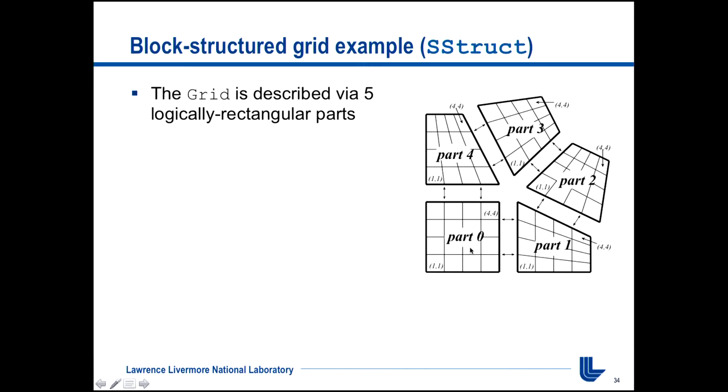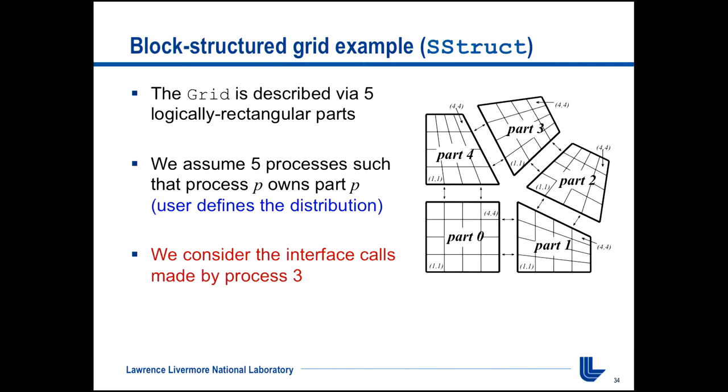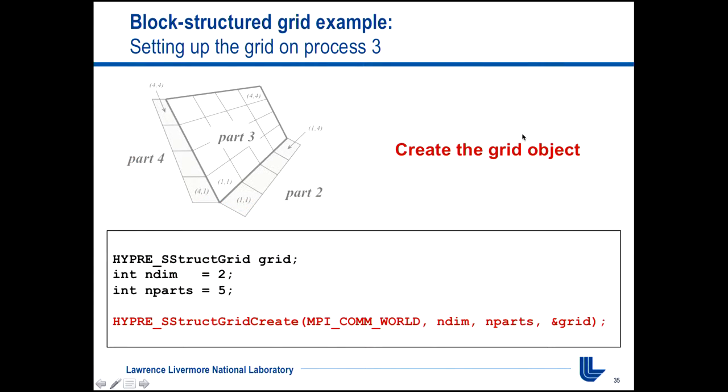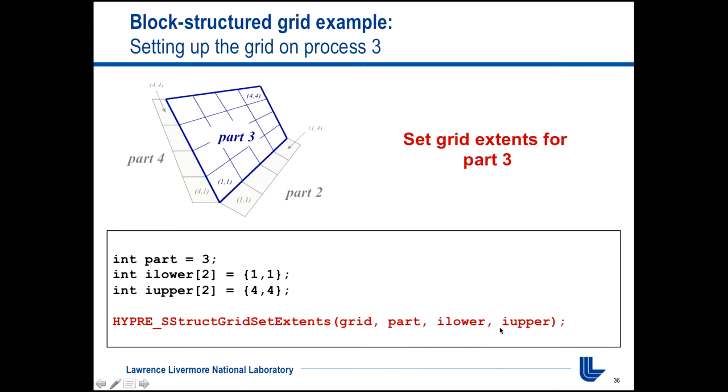In this example, I'm going to define the parts in this way: 0, 1, 2, 3, 4. I'm also going to make the decision that each part will be on a single process. But again, this is a user decision. I'm just doing this for the example. Okay, and we'll look at process 3's code. Starting with the grid, again, you call create. You tell it the number of dimensions and the number of parts. Then you actually set the extents for the component of the grid you own.